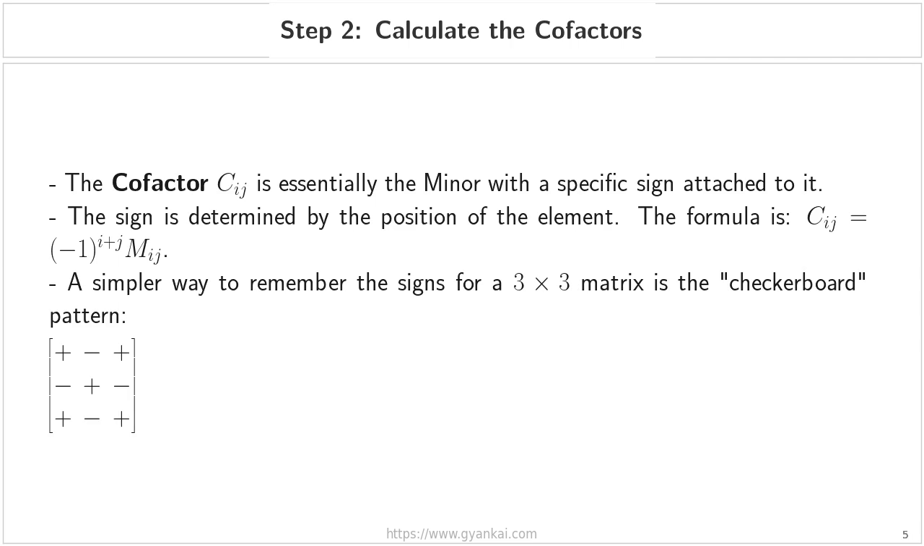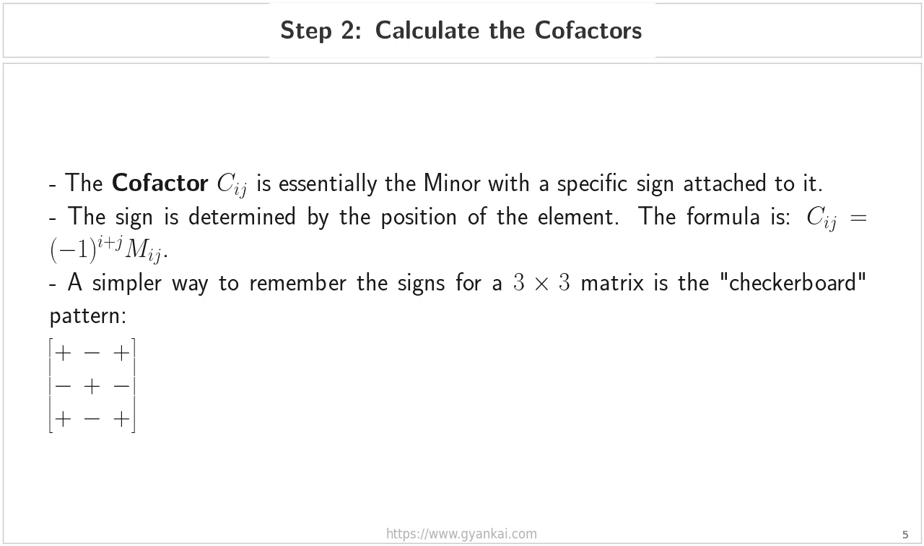I know that formula might look a bit intimidating at first glance, so let me give you a much simpler way to remember it, especially when you are working with a 3x3 matrix. You can use what we call the checkerboard pattern. Imagine a grid of alternating plus and minus signs, starting with a plus in the top left corner, then a minus, then a plus, and so on, just like a checkerboard. This pattern tells you exactly which elements will keep their sign and which ones will need to be multiplied by -1. Keep this pattern in mind, because in the next step, we will use these signed values to construct our cofactor matrix.